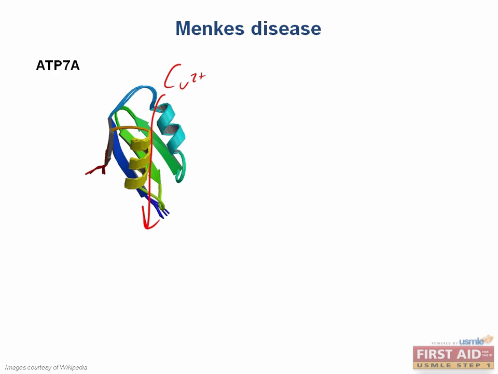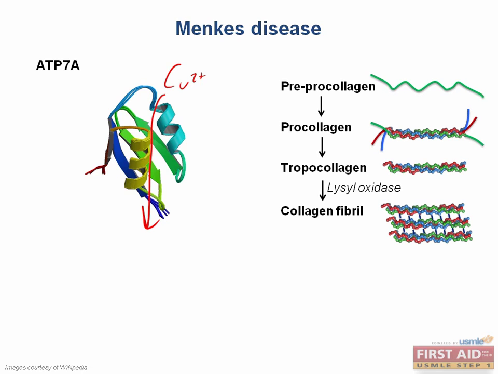So ultimately, this will look kind of like copper deficiency, and enzymes that require copper won't be able to work very well. So what's the enzyme in collagen synthesis that requires copper? I'll give you a hint. It's used to cross-link collagen triple helixes to make collagen fibrils. This would be lysyl oxidase, and this is why a defect in a copper transporting protein causes collagen deficiency.